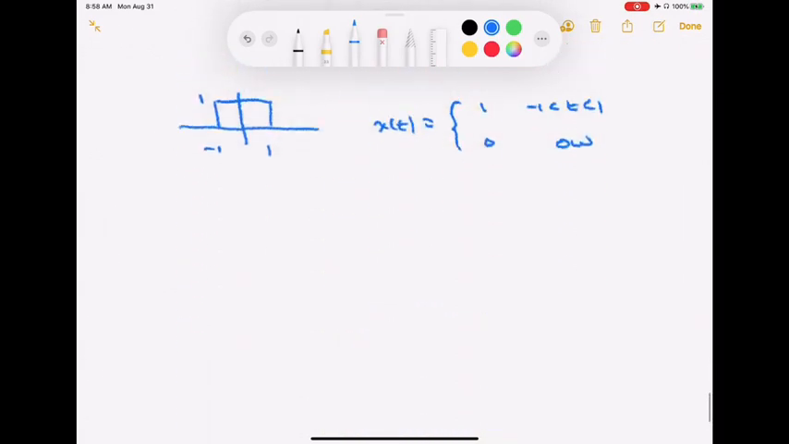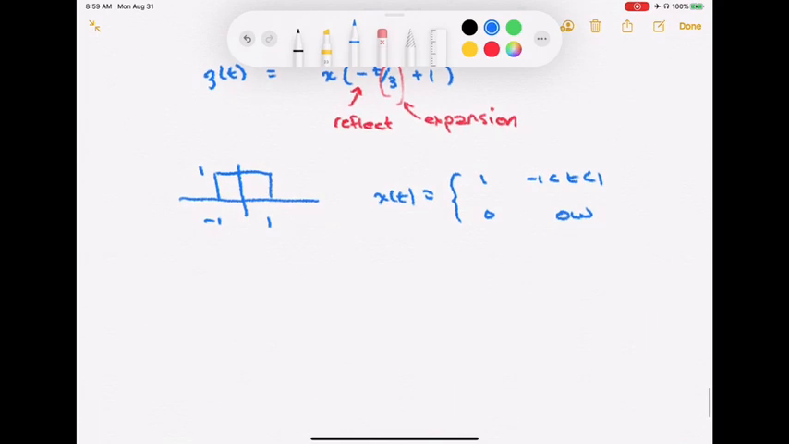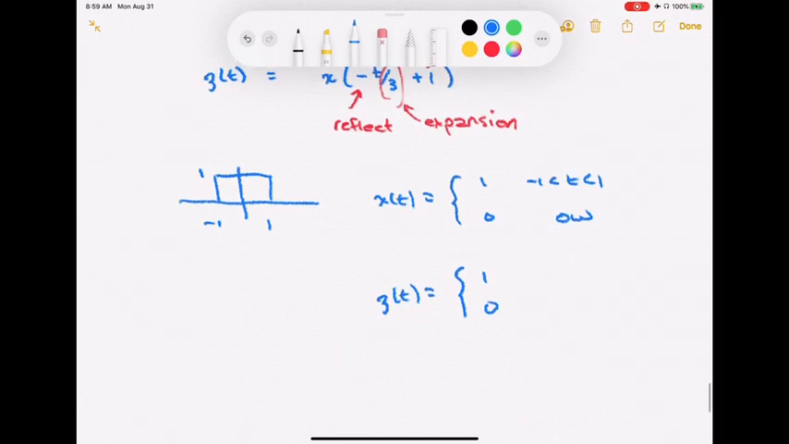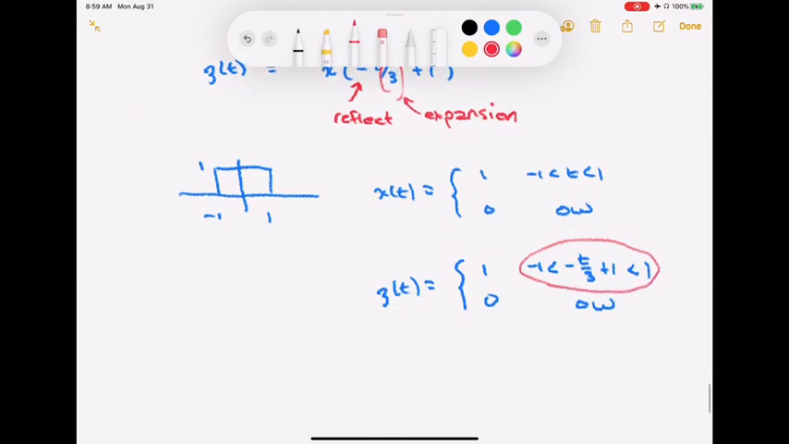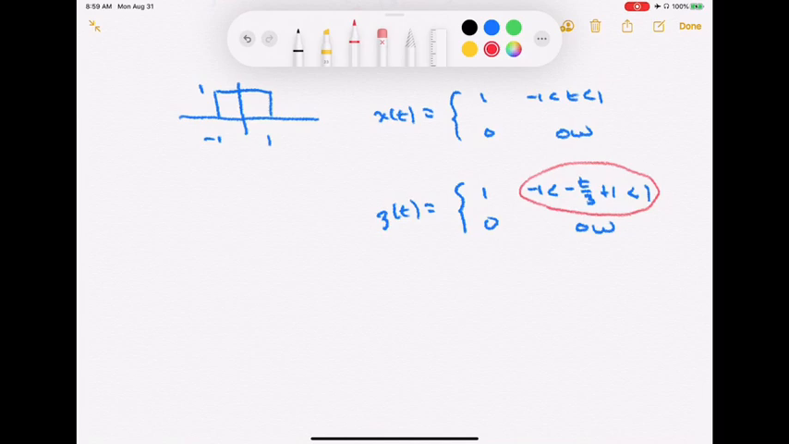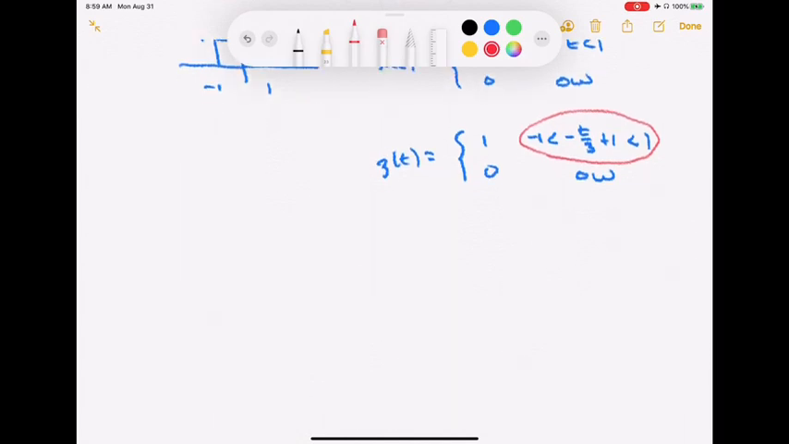Okay, and so what was my z now? Z of t is just x, so it's going to be a 1 or a 0. But now it is a 1 when minus 1 is less than whatever the argument was, in this case minus t by 3 plus 1, less than 1, and it's 0 otherwise. Let's deal with that expression so that we can find out where the 2 edges are. If we look at the edges of that inequality, we'll be able to tell where the edges of my resulting function z are.